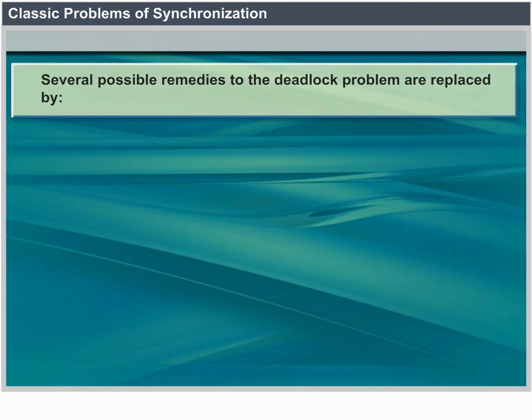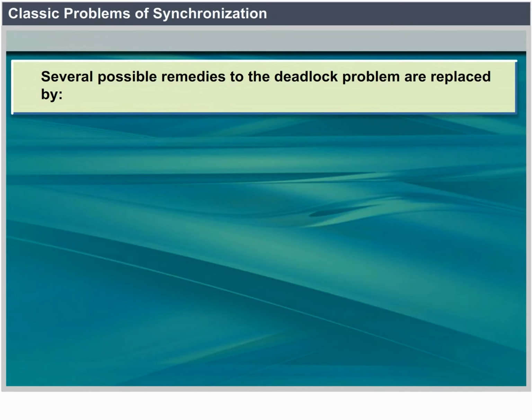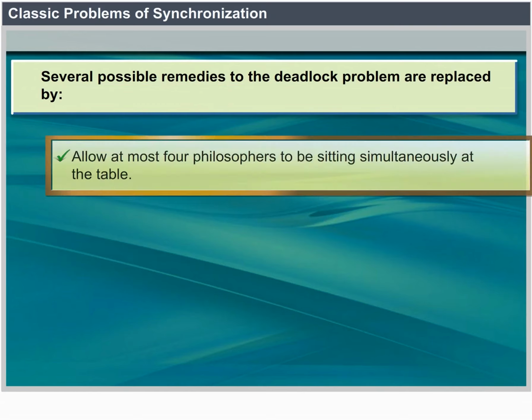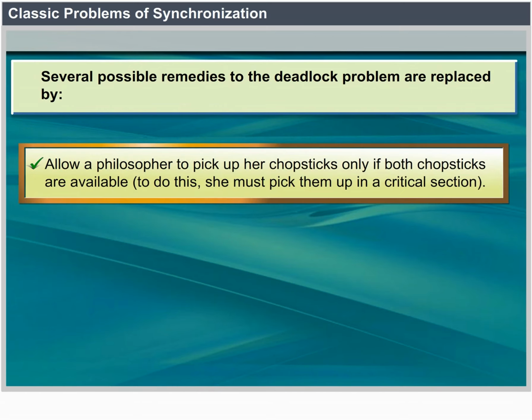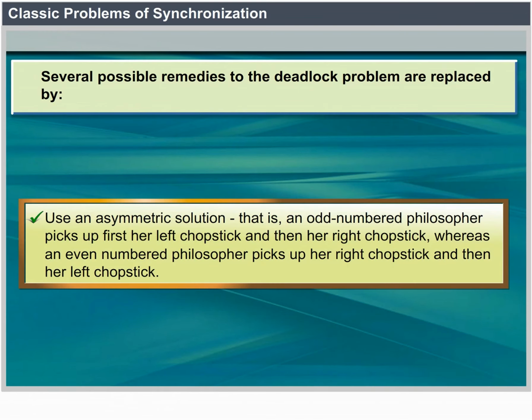Several possible remedies to the deadlock problem are: allow at most 4 philosophers to be sitting simultaneously at the table. Allow a philosopher to pick up her chopsticks only if both chopsticks are available. To do this, she must pick them up in a critical section. Use an asymmetric solution, that is, an odd-numbered philosopher picks up first her left chopstick and then her right chopstick, whereas an even-numbered philosopher picks up her right chopstick and then her left chopstick.